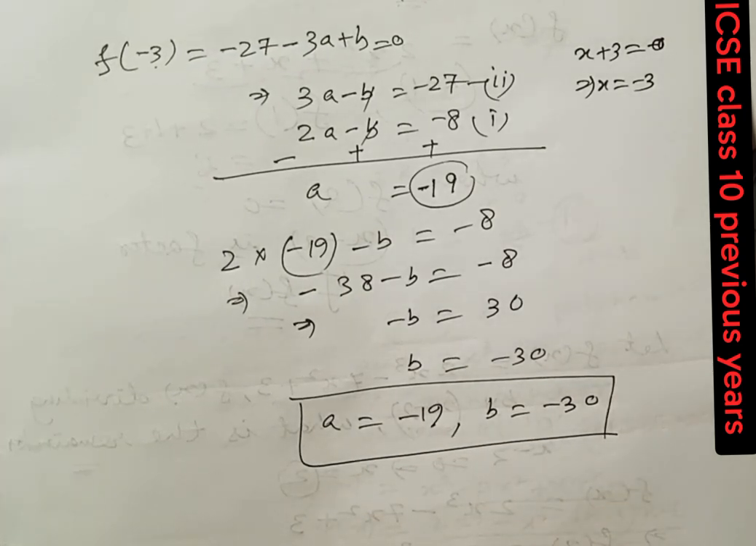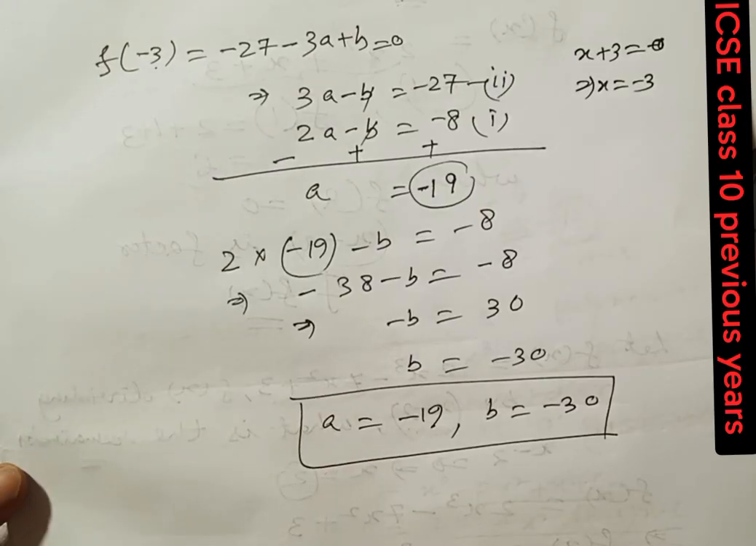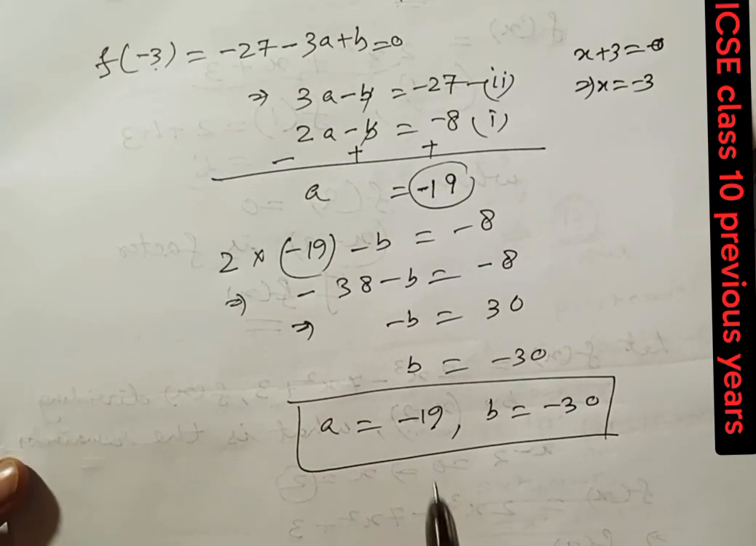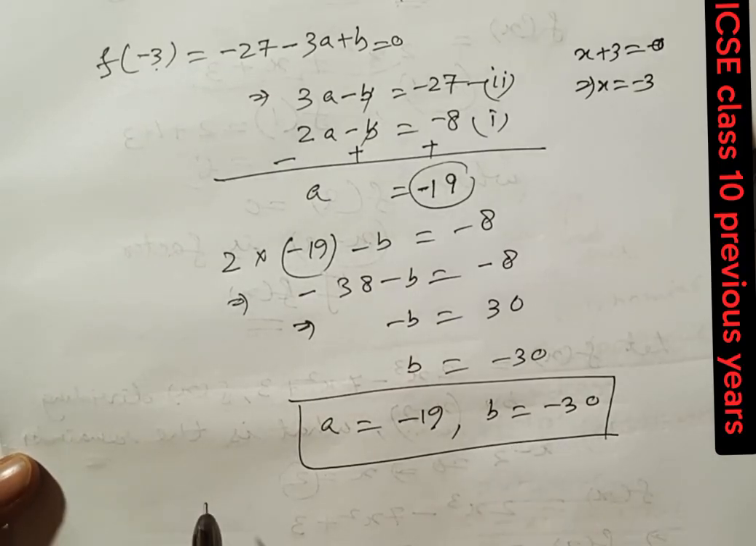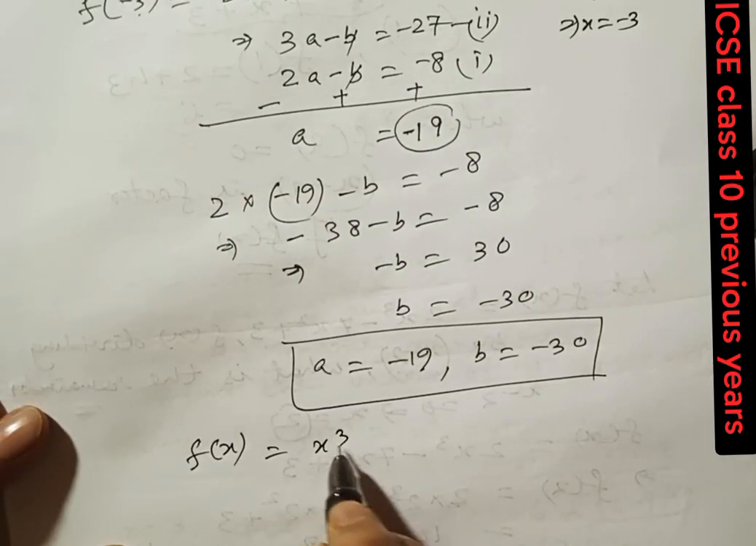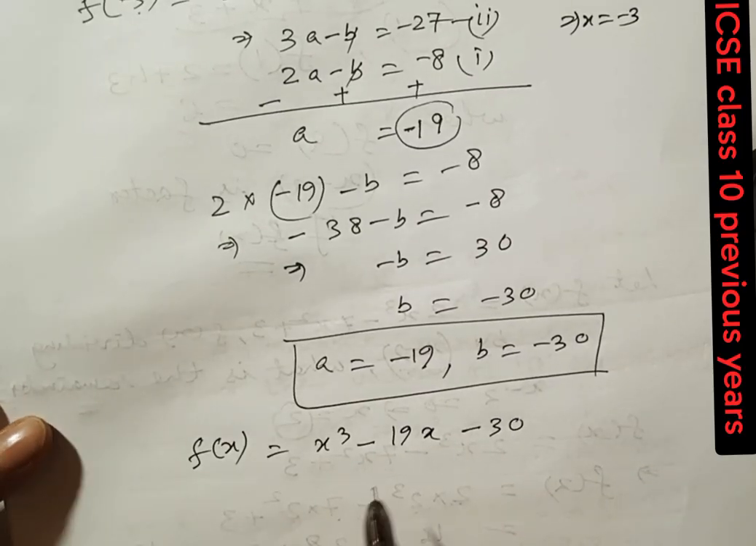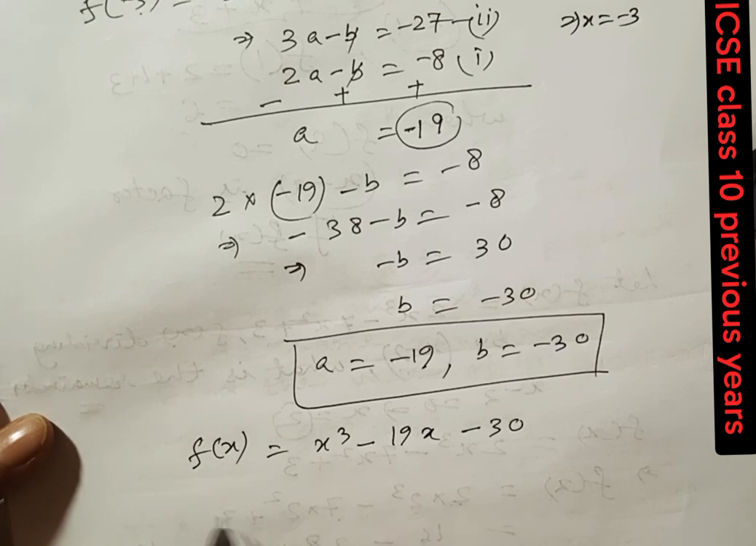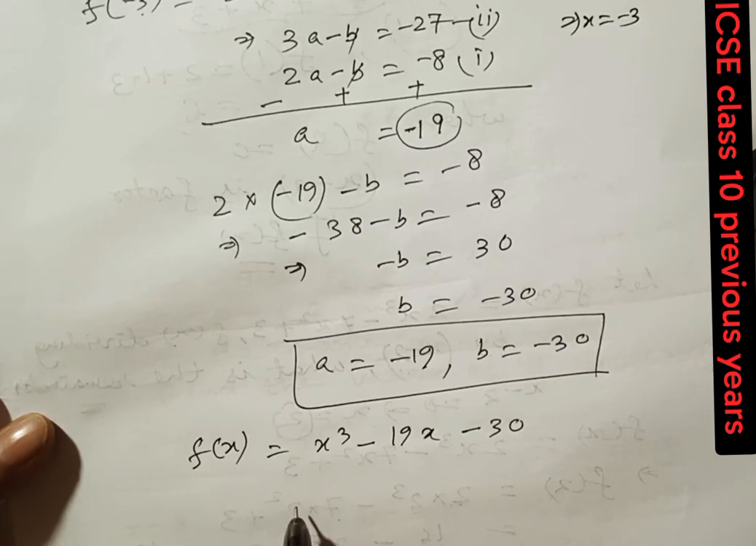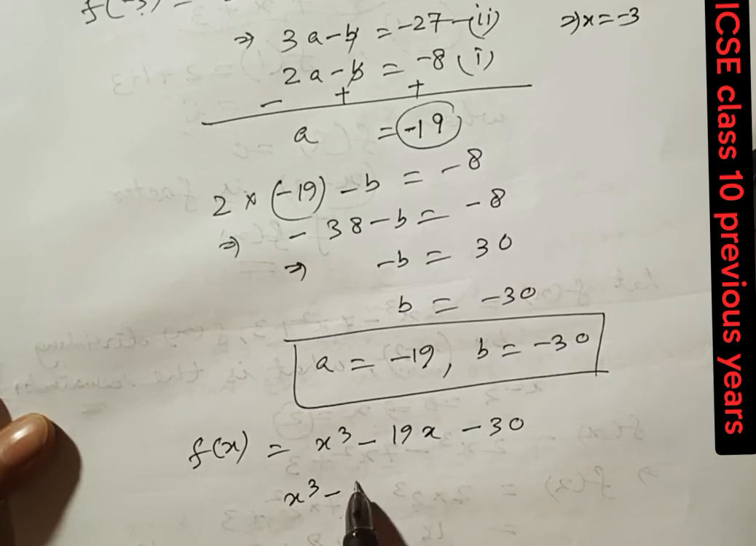There is another part: hence factorize it, meaning using these values of a and b. f(x) is x cube minus ax, a meaning minus 19, x plus b, meaning minus 30. So we find another factor using the algebraic division method.